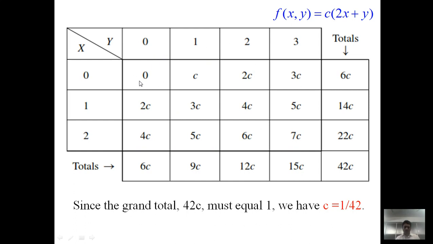Now first of all we talk about this point. How can we obtain this? Here the value of x is 0 and the value of y is also 0, that is x 0, y 0. So when x is 0 and y is 0, f of xy is 0. Now for this point the value of x is 0 and the value of y is 1. Since x is 0, the first term vanishes, and y is 1, so the bracket takes the value 1 into c, so it is c. Now for this point the value of x is 0 and the value of y is 2.